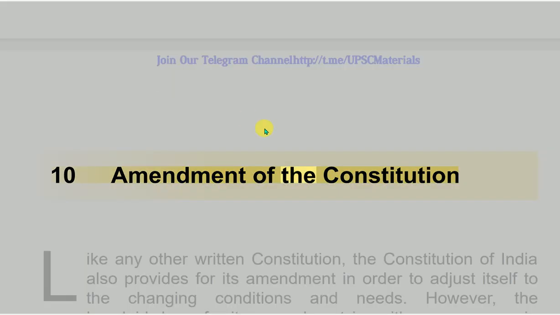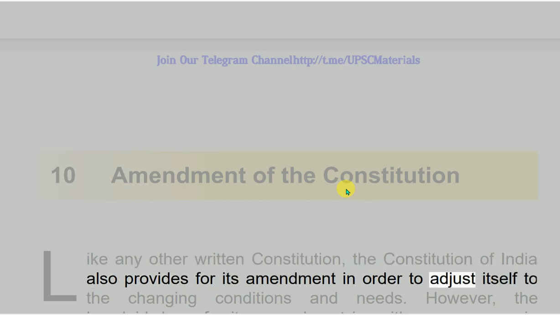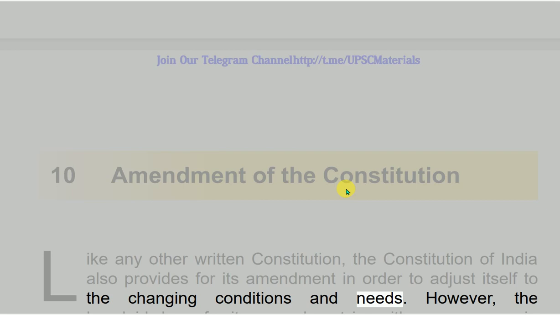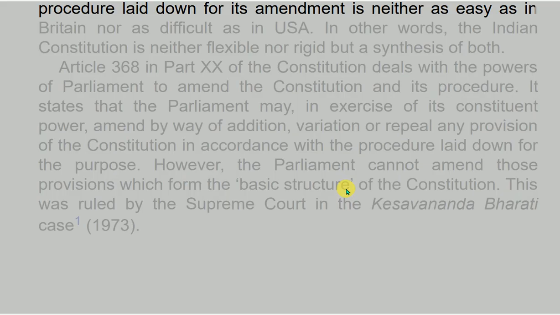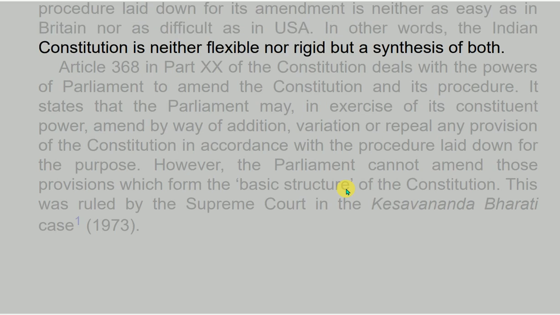10. Amendment of the Constitution. Like any other written constitution, the Constitution of India also provides for its amendment in order to adjust itself to the changing conditions and needs. However, the procedure laid down for its amendment is neither as easy as in Britain nor as difficult as in USA. In other words, the Indian Constitution is neither flexible nor rigid but a synthesis of both.